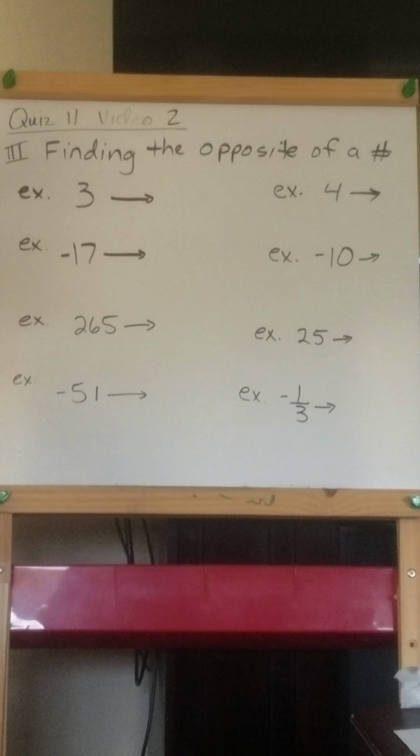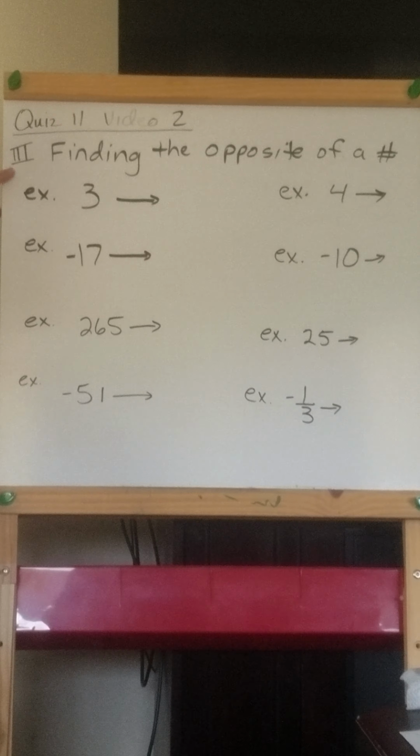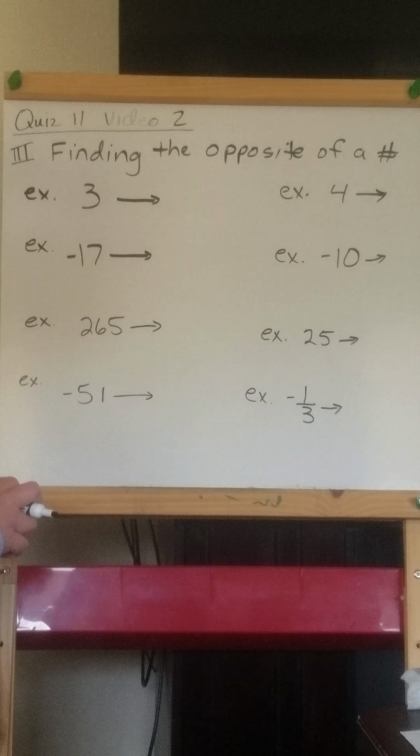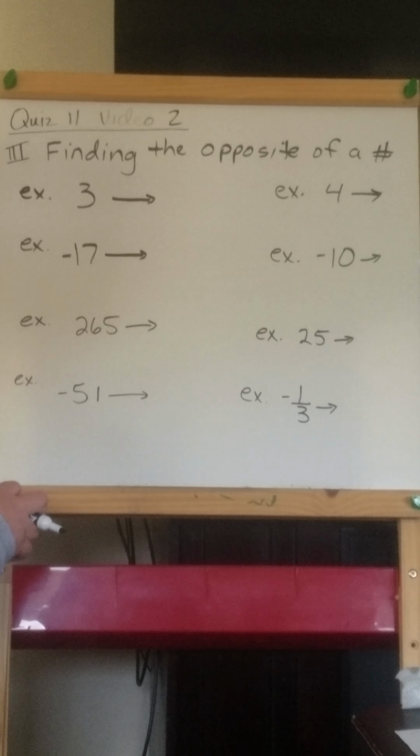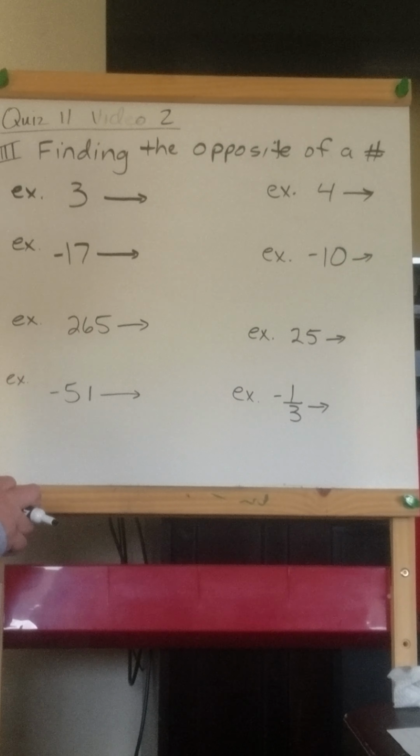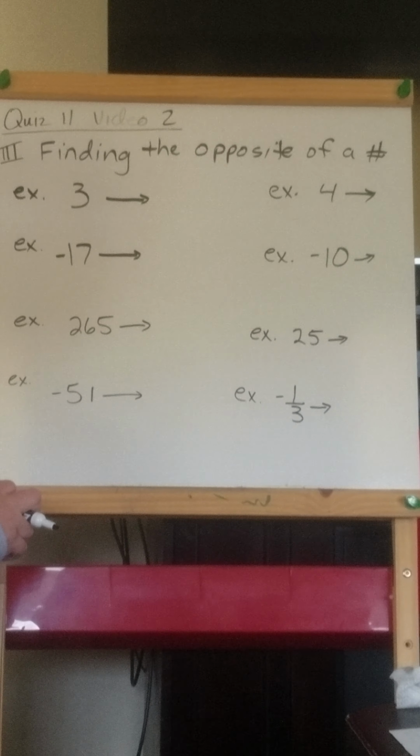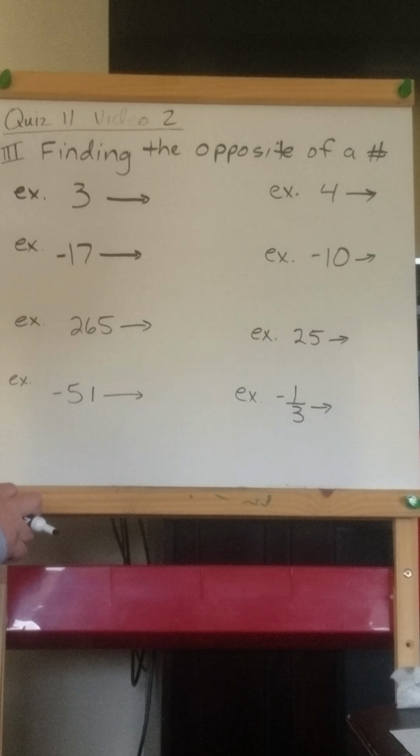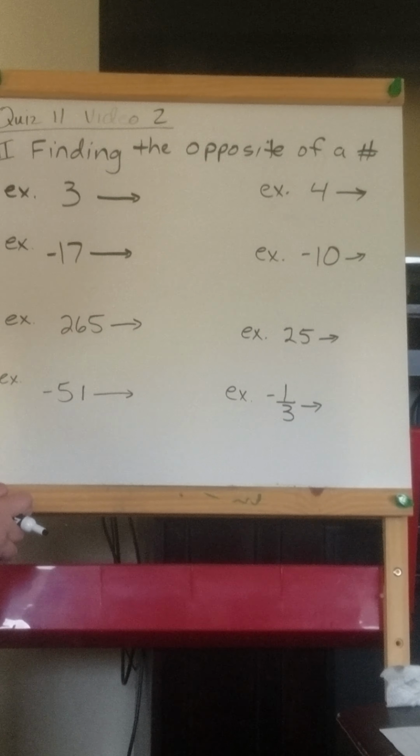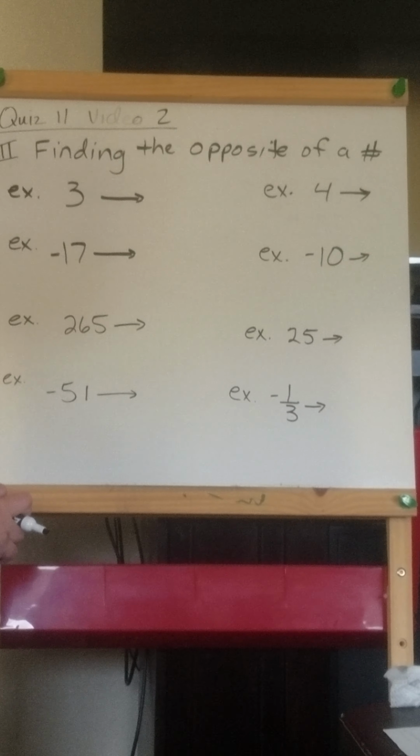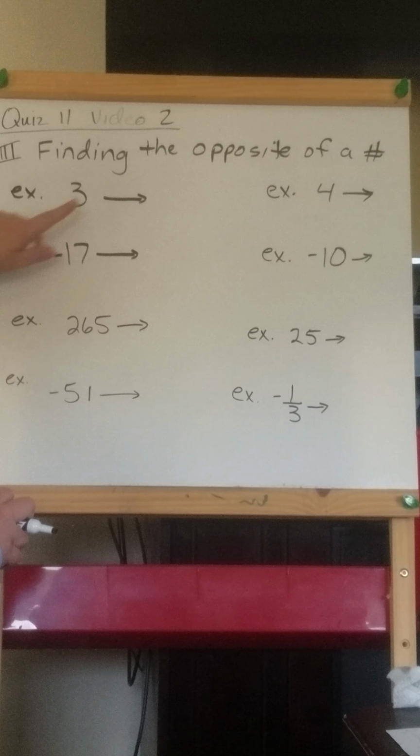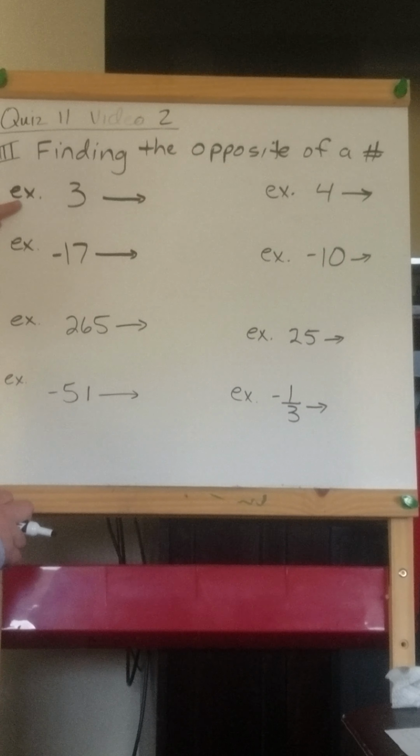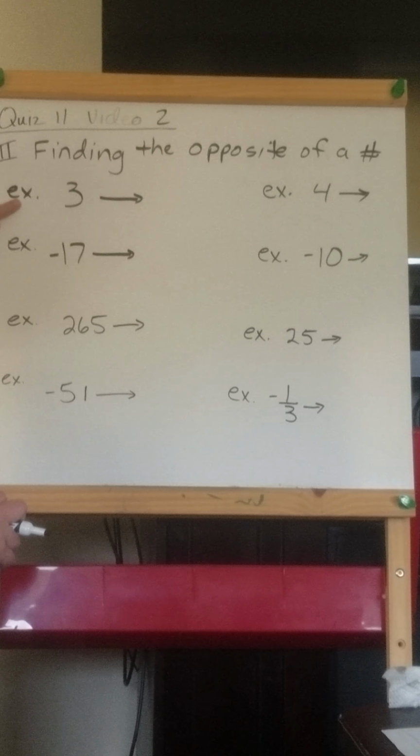Okay, so our third topic on this quiz will be finding the opposite of a number. You guys are going to love this one. The opposite of a number means just put the other sign on it. So if it's a positive number, you're going to put a negative sign. If it's a negative number, you're going to put a positive sign. I've done a whole bunch of examples.